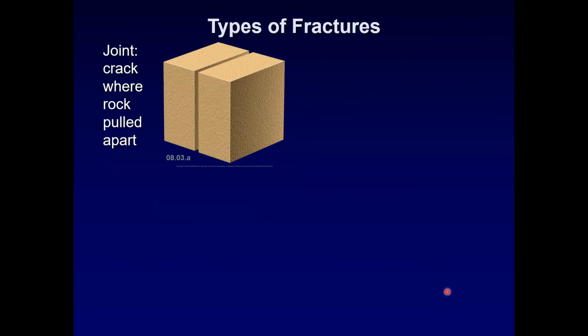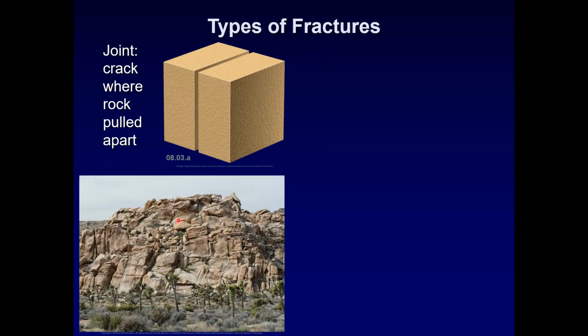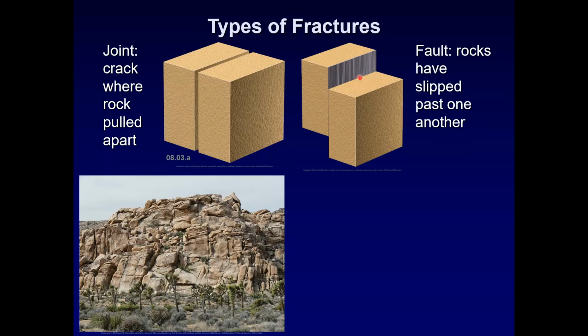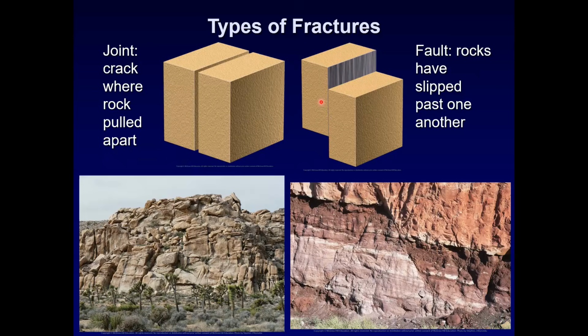Let's talk about some different types of fractures. This is a joint, and that's a crack, rather, where a rock is pulled apart. Okay, and this is a nice example of jointing in an outcrop. This is a fault. That's where rocks have slipped past one another. There's displacement like that. And here's a really nice outcrop example. We see these two parts used to be together, but now they've slipped past one another.